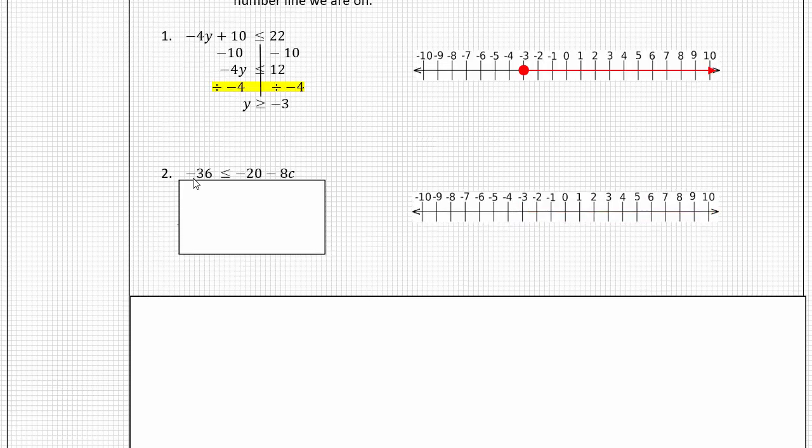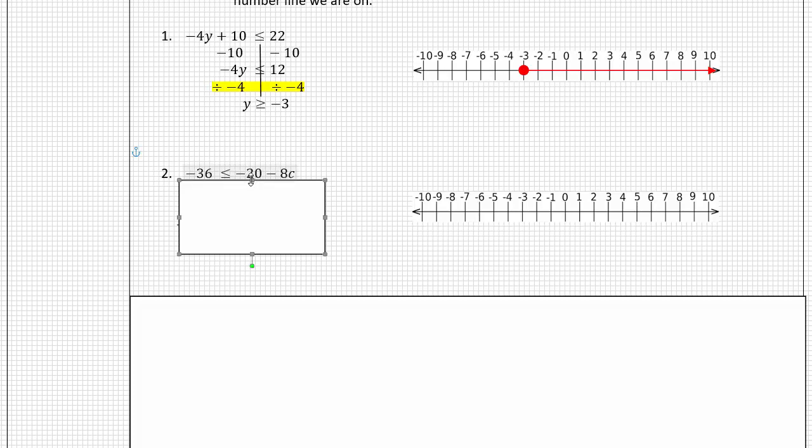Number 2, we have the statement negative 36 is less than or equal to negative 20 subtract 8c. Go ahead and draw your line dividing the left and the right. Start following the steps to solve this inequality and check back when you are ready to compare your work.